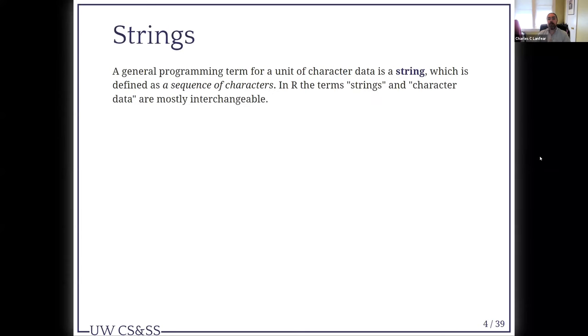Okay, so let's talk about strings. A general programming term for a unit of character data is a string. A string is a sequence of characters. Common strings you encounter in your life are words. The word programming right here is a string. It contains 1, 2, 3, 4, 5, 6, 7, 8, 9, 10, 11 characters. Their order and the nature of those particular characters matters. If you move them around, it's not the same word anymore. This is a string, okay?